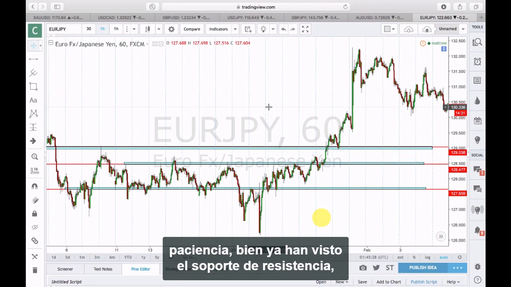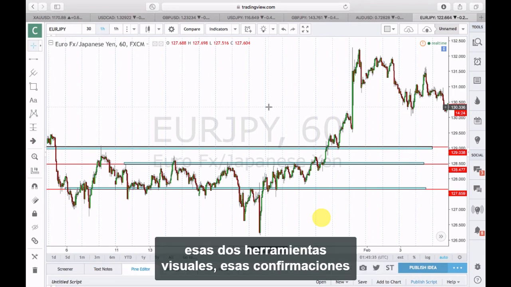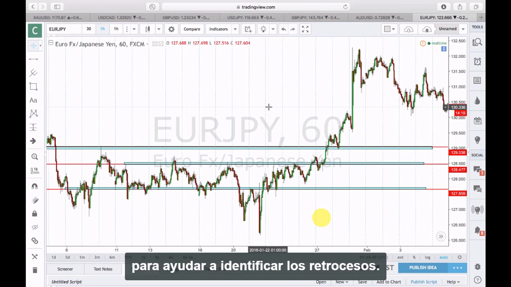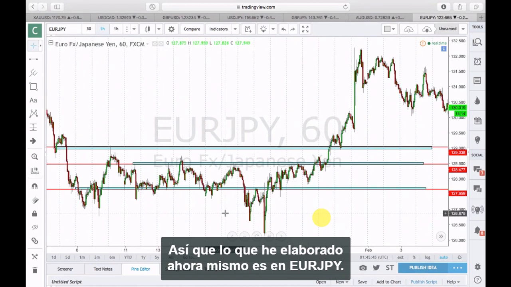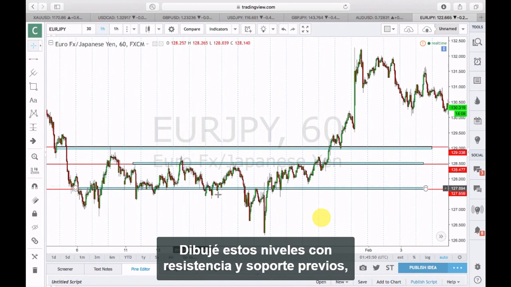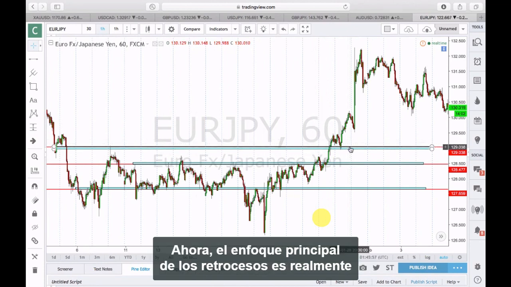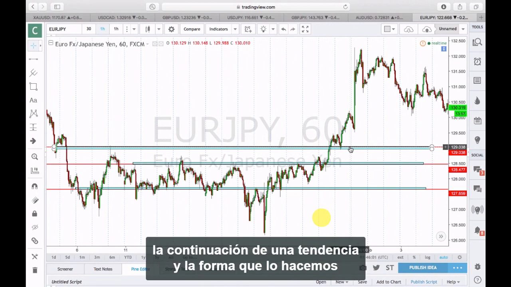You guys have already watched the support and resistance, the price reversal zone video. So we're going to utilize those two visual tools, those confirmations, to help with identifying the pullbacks. So what I have drawn up right now is on EUR-JPY. I draw out these levels where there's previous resistance and support, previous resistance and support, and previous resistance and support. Now, the main focus for pullbacks is really for the continuation of a trend.